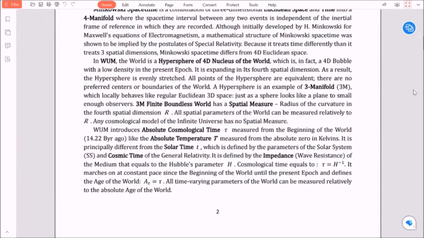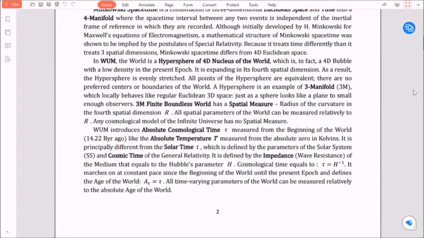A hypersphere is an example of a three-manifold, which locally behaves like a regular Euclidean 3D space, just as a sphere looks like a plane to small enough observers. The 3M finite boundless world has a spatial measure, the radius of curvature in the fourth spatial dimension R. All spatial parameters of the world can be measured relative to R. Any cosmological model of the infinite universe has no spatial measure.